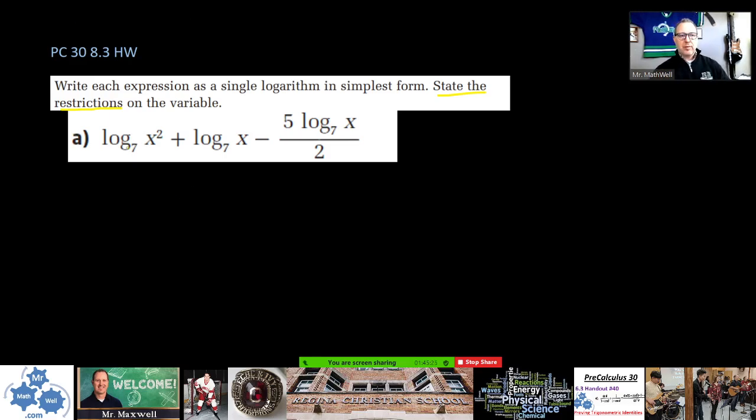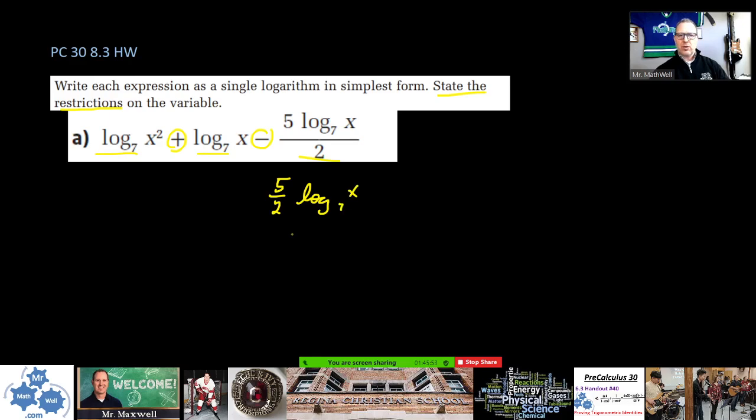So what we can do here is we can understand that we have logs, they all have the same base of 7, so that's great. We're adding these logs here, okay, and we're subtracting this thing over here. Now this thing over here is what I want to focus on, the last one. I would like to write that, instead of 5 log x base 7 over 2, let's write that as 5 over 2 times log of x base 7.